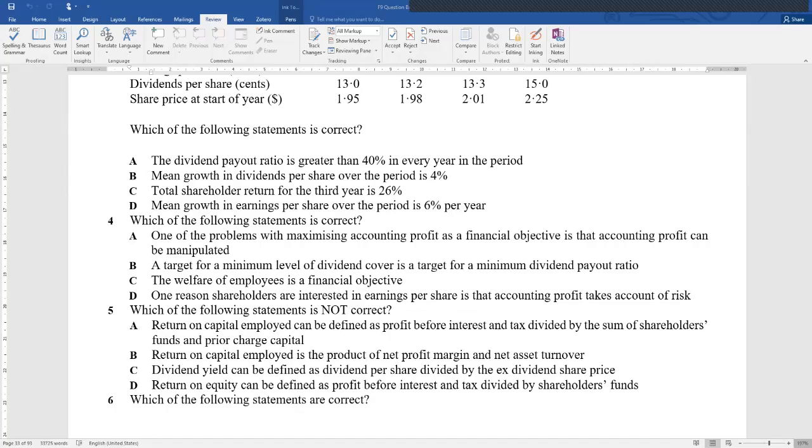Return on equity can be defined as profit before interest and tax divided by shareholders funds. Okay, let's go through each one of them, then we see what could be the answer. The question asks which of the following statements is not correct. Starting with return on capital employed. Let me get an image of this question, then go to our working area.